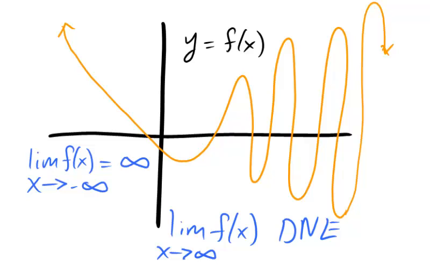Some functions can fail to have a limit at infinity. Periodic functions, like the trig functions, do not have a limit at infinity. The function f fails to have a limit as x approaches positive infinity, as the function appears to have greater fluctuation as x gets larger.